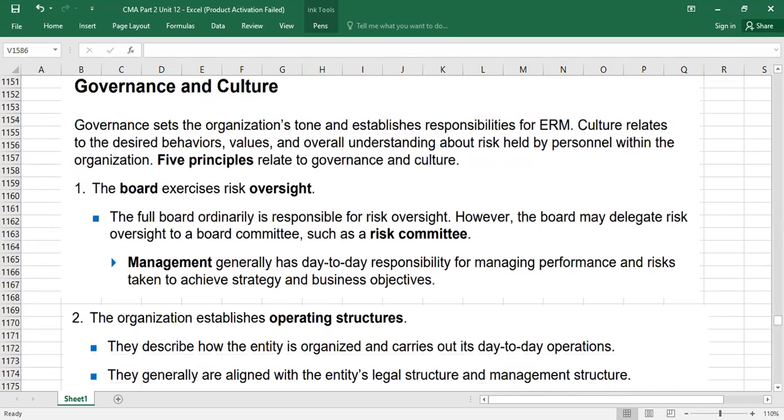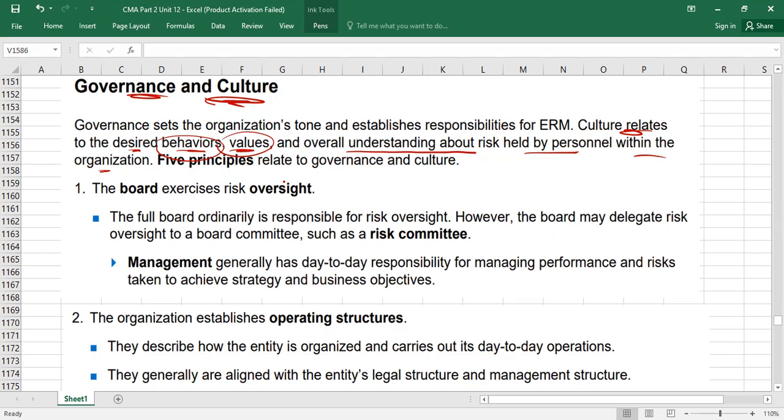So here we go. First of all, governance and culture. Culture I already explained to you at the start also, because culture consists of attitude, behavior, and understanding about risk, right or wrong. Because these things will reflect on the management decision making, and management decisions will affect the achievement of mission, vision, and core values. This is the same thing written here. They're saying cultures relate to the desired behavior, values, like what we expect from the people, which kind of behavior, values, and overall understanding about risk held by personnel within the organization.